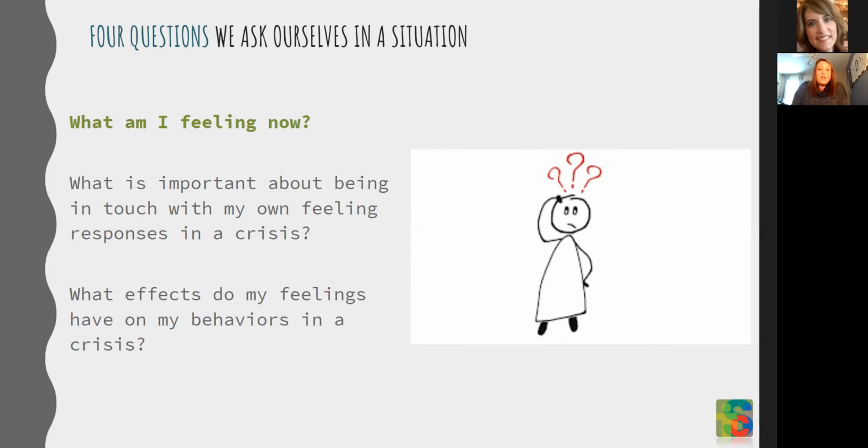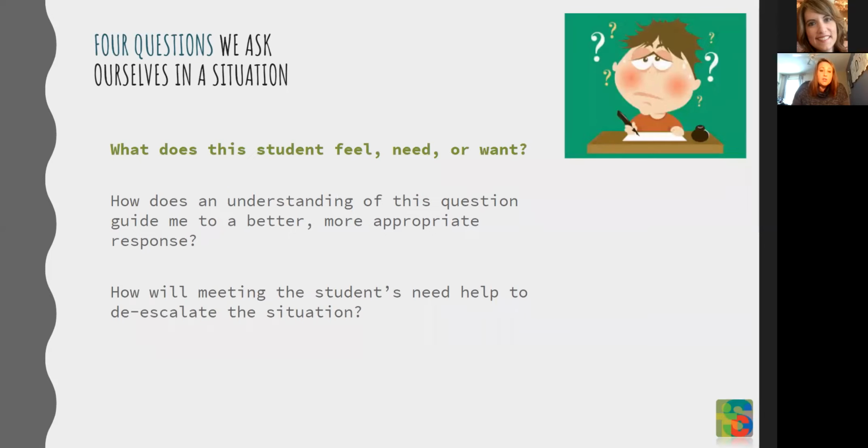The next question is, what does the child or the student feel, need, or want? As Stacy said before, with that iceberg, all behavior has meaning. It's a way of communicating their feelings, needs, and wants. So we have to flip our lens and think, what does a child feel, need, or want? This is going to help me with my response. If I look at it in that way, I can help de-escalate the situation by trying to figure out what they're trying to communicate to me with this behavior.